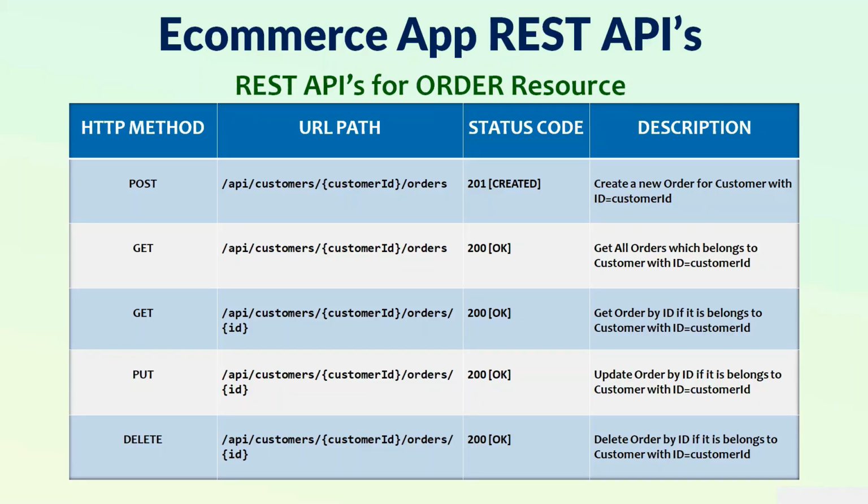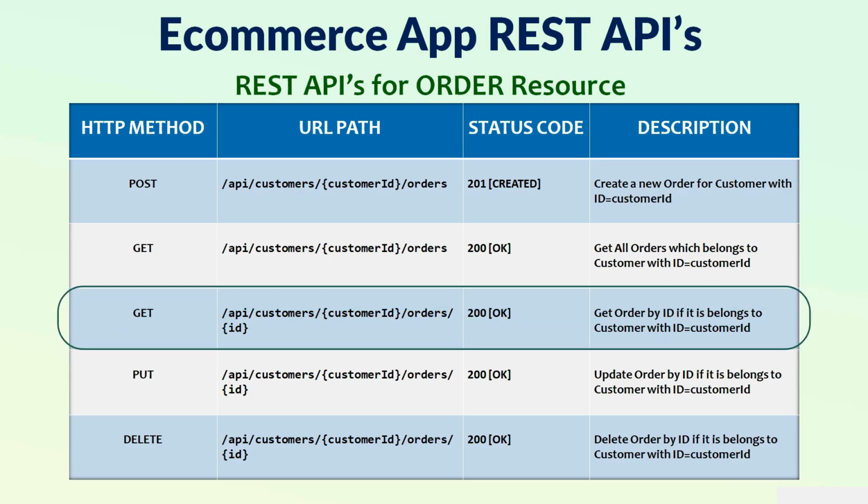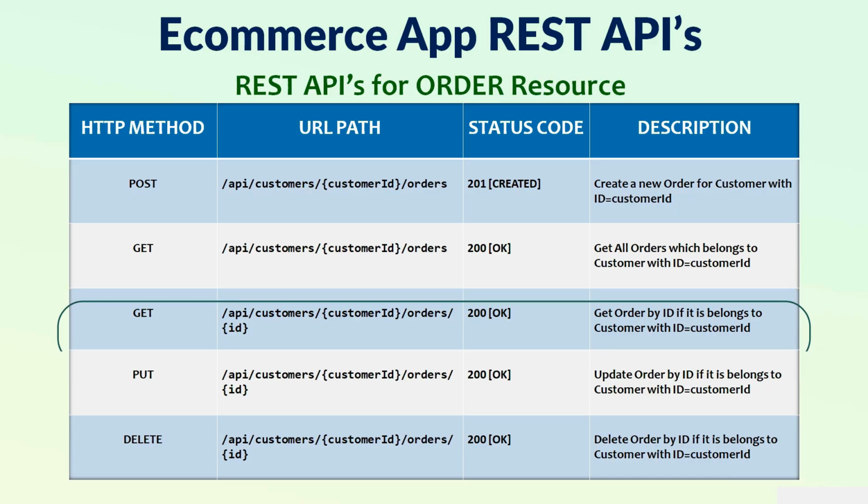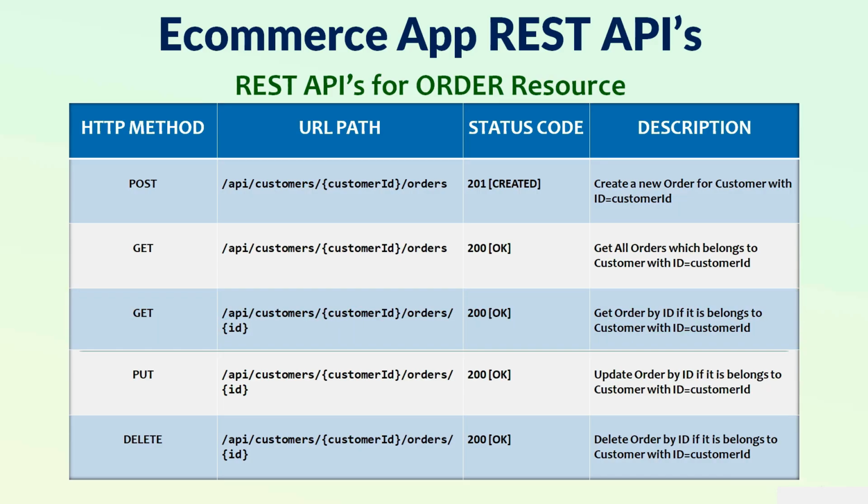Hi, welcome back. In the previous video, we have implemented the get all orders which belong to a particular customer REST API. In this video, we are going to develop the get order by ID REST API, and it handles HTTP GET method, and the URL path is /api/customer, where we can provide customer ID dynamically, /orders, and also we can provide order ID dynamically, and its status code is 200. Okay, let's move to STS IDE to develop this REST API.